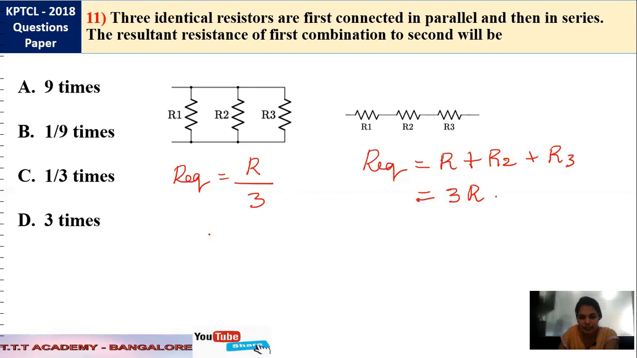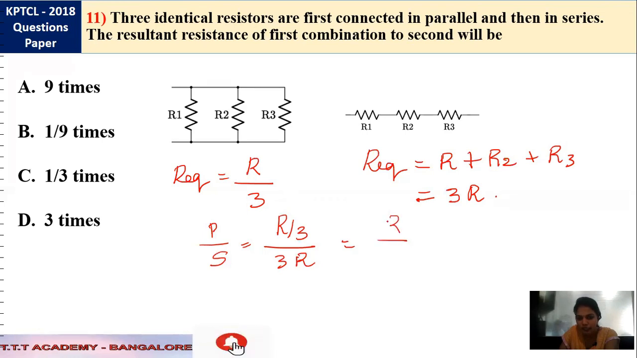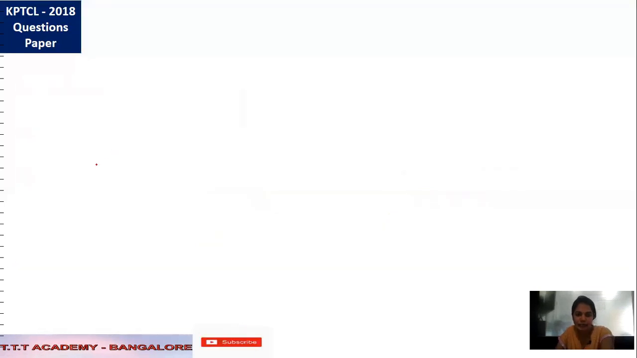So what are they asking? The ratio between parallel to series. So parallel, it is R divided by 3, divided by series, it is 3 into R. So it will become R divided by 9R. R and R cancel and 1 divided by 9 will be remaining. So the correct answer is option B, 1 divided by 9 times.